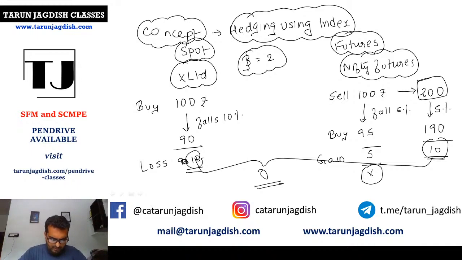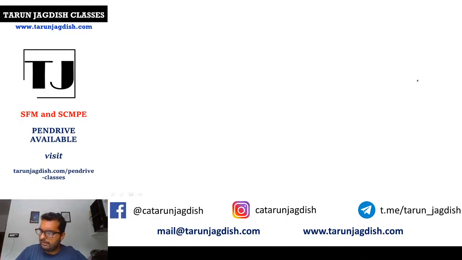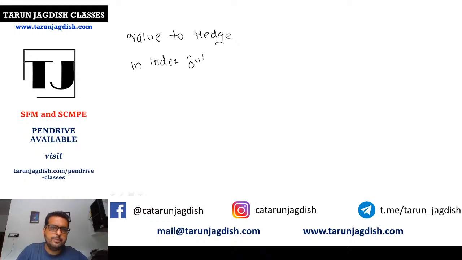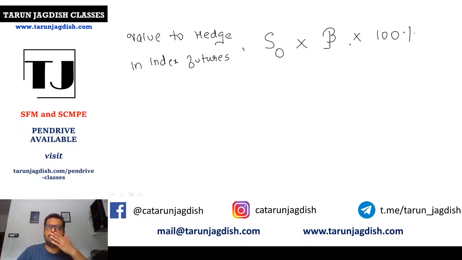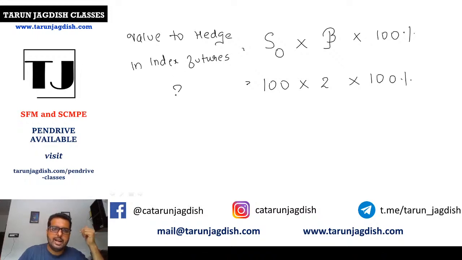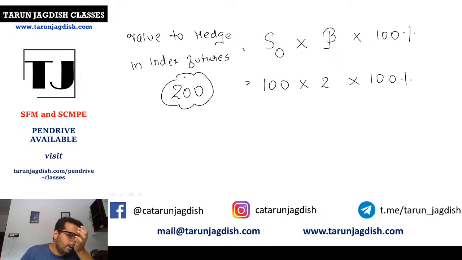Alright friends, if you have written till here in your books, I will now explain how I got this 200. Friends, the formula for the value to hedge in index futures is S0 into beta into percentage of hedging required. Here it is 100%. So 100 rupees was the value in the spot market. Beta was 2. I wanted 100% hedging. Hence I got the answer of 200. If I wanted 50% hedging, I would do it only for 100. Can you write down till here in your books now?